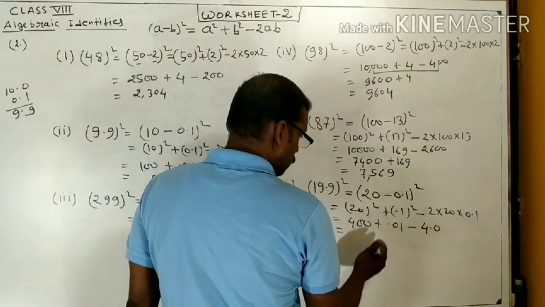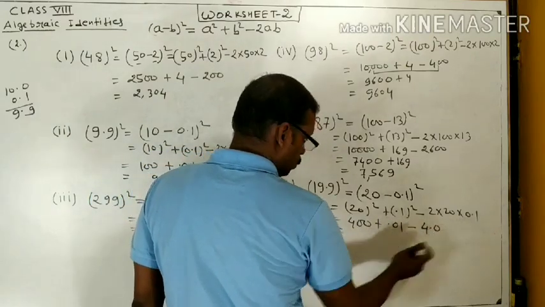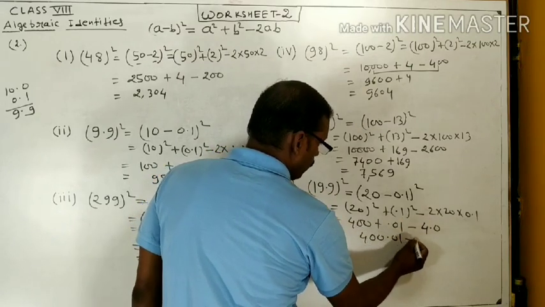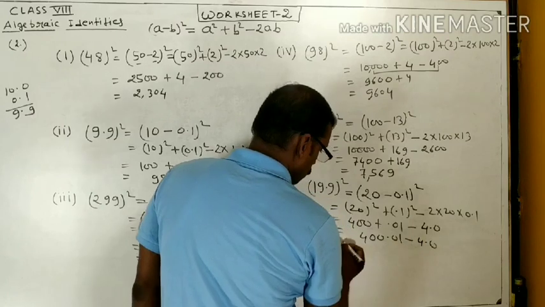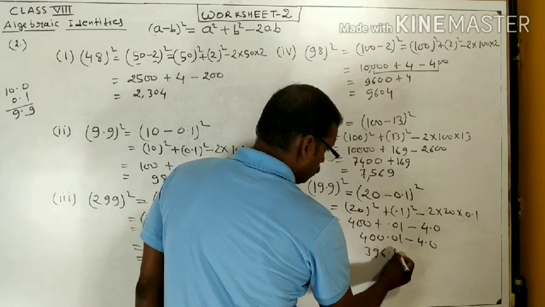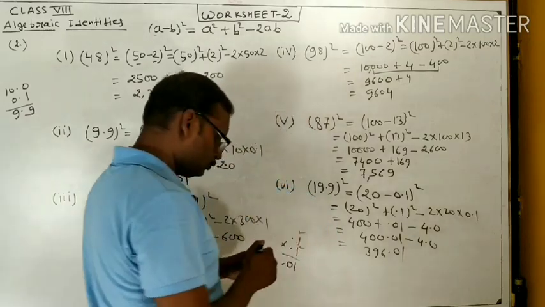So it is 400.01, from which we have to subtract 4.0. So 400.01 minus 4.0 is 396.01.